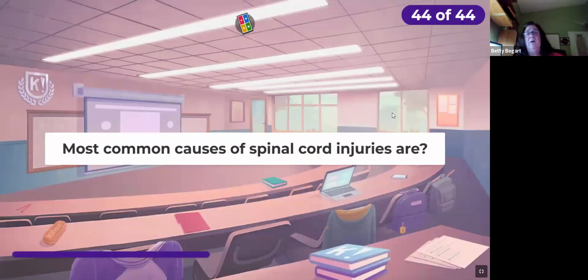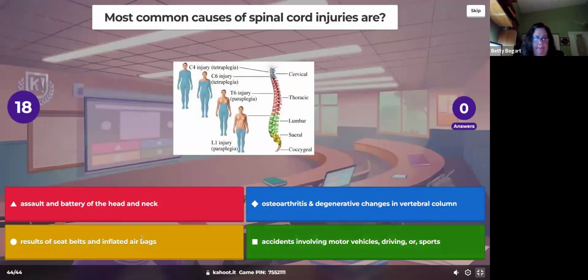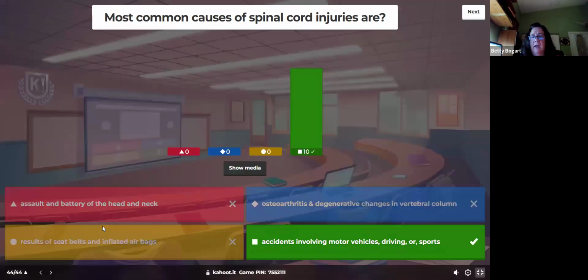Last question. Most common cause of spinal cord injuries are? And it's motor vehicles, driving, and or sports.